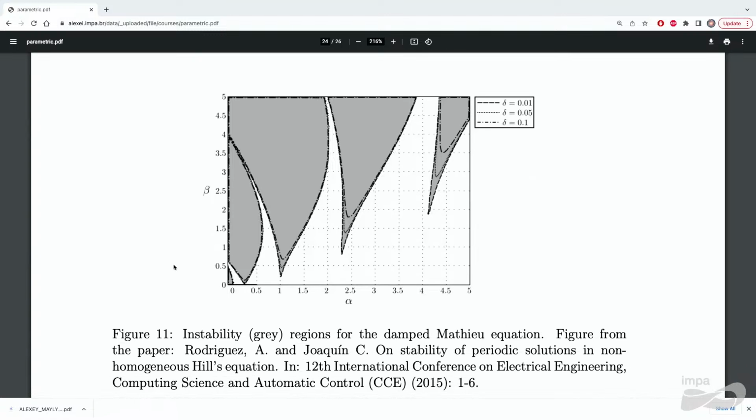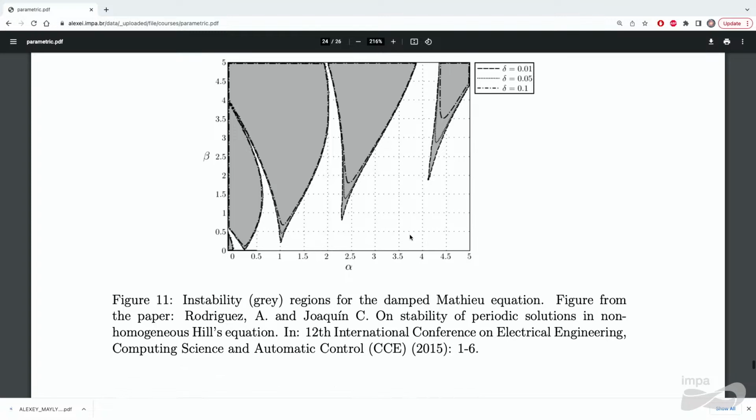This picture shows what happens if you add dissipation. You see delta 0.01, 0.05, and so on. So the zones of instability just become slightly smaller every time you add dissipation. And the white zone is the region of the asymptotic stability. So the eigenvalues here are inside the unit circle, and here there is one outside the unit circle.